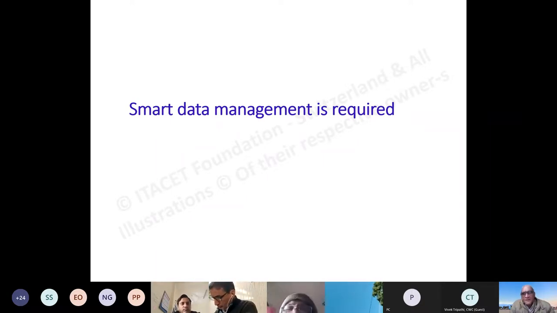Because you know, when the data starts coming in, the construction work is going on. So you have to take action in time. Maybe if you find the data in the evening, you have to take action immediately on that. Unless you take the action immediately, the construction cannot stop for that. So you want a very quick data management.